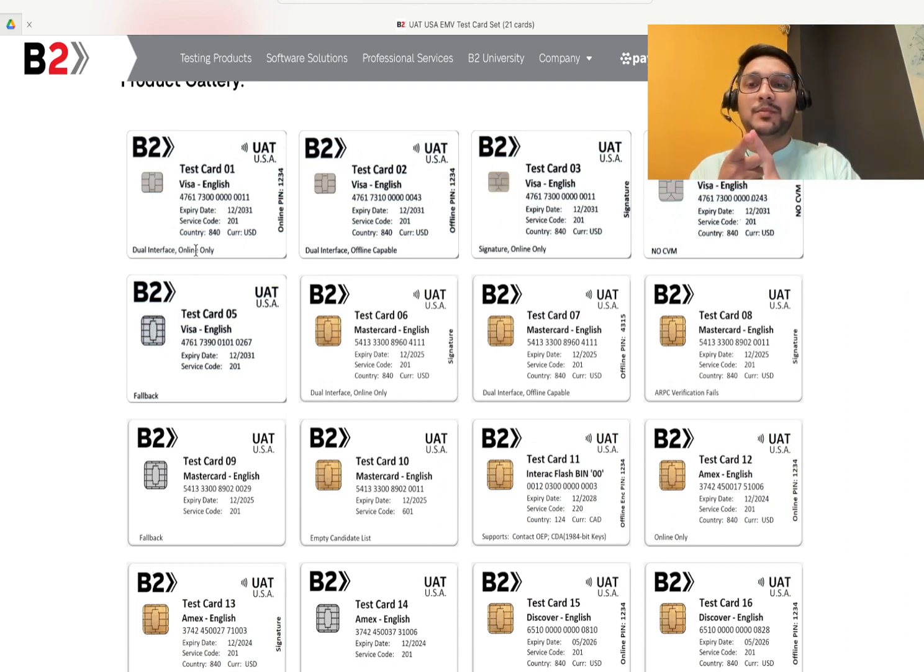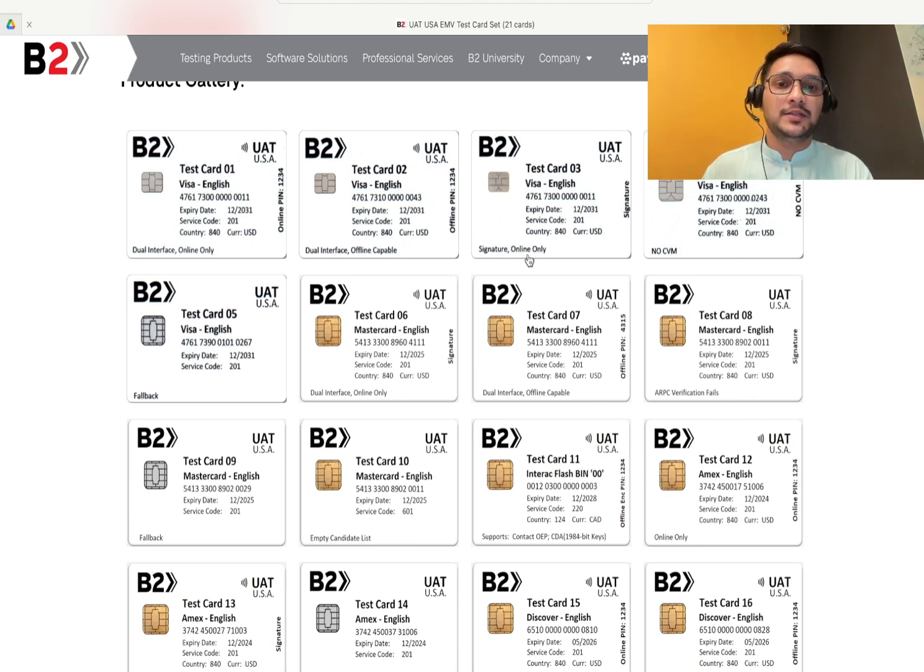Offline only means that the PIN will be verified by the terminal, or this device. This device is called the terminal or the POS device. There are different types of devices, but this is just one sample. Dual interface means contactless and contact. Offline capable means that the card can process the transaction without connecting to the internet or going to the issuer for PIN verification.